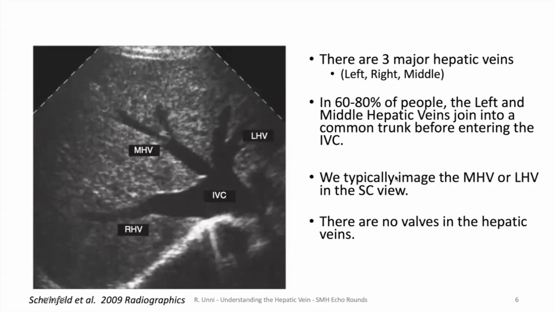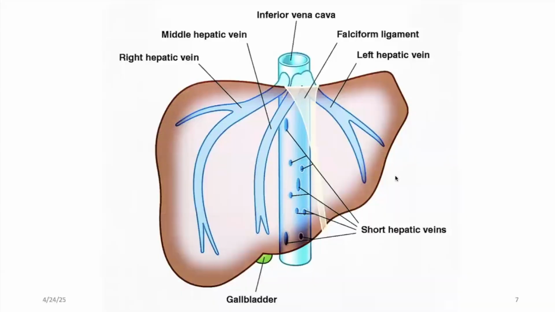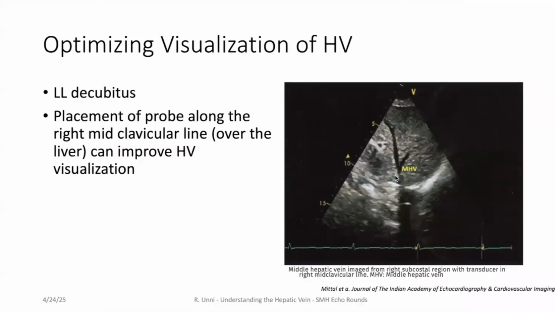In addition to these 3 main big ones, you may also see a number of accessory or anomalous veins that sometimes drain in below the hepatic veins. We definitely see these on TEE. Sometimes you see these tiny little veins that enter the IVC. These are what we call accessory veins, and they enter the IVC typically below the main hepatic veins.